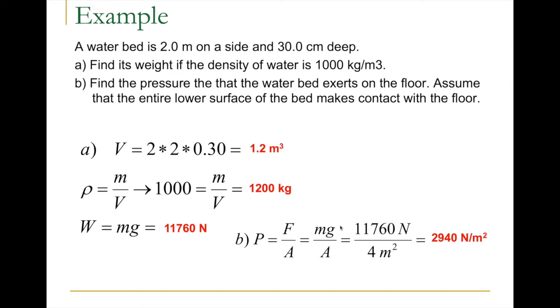So in this case, pressure is force per unit area. We know that the force is simply going to be the weight of the waterbed itself, and we know that the surface area associated with this is 2 times 2, or 4 meters squared. Again, this is assuming that the waterbed itself doesn't change shape, and that gives us a pressure of 2,940 newtons per meter squared. So hopefully these are fairly straightforward problems.